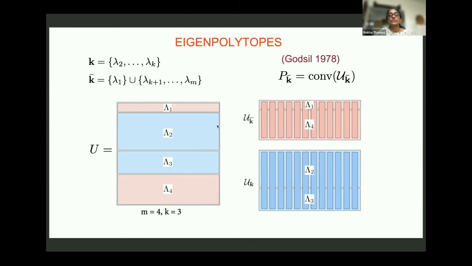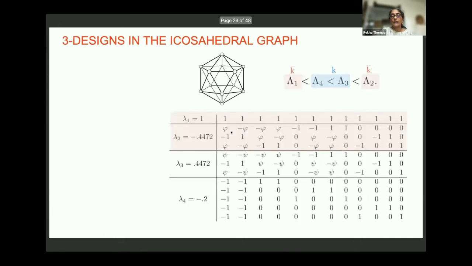So this is what we want to do. The blue ones we want to average, the pink ones we don't want to average. Take the columns of the pink, convexify, and that is the polytope. So that's P sub K bar. Okay, so now let's see an example of how this works.